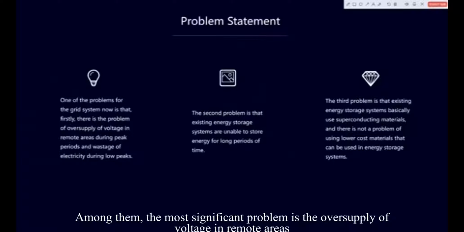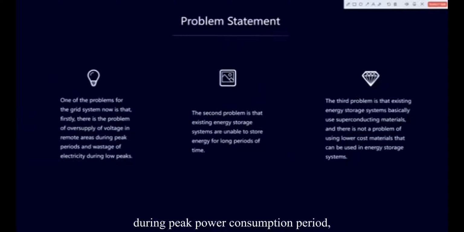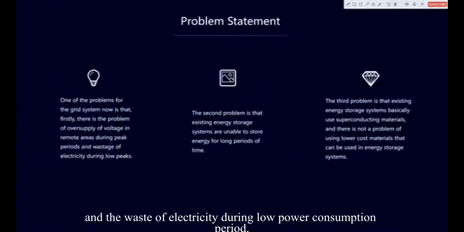Among them, the most significant problem is the oversupply of voltage in remote areas during peak power consumption period and the waste of electricity during low power consumption period.